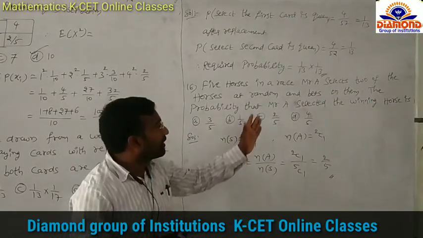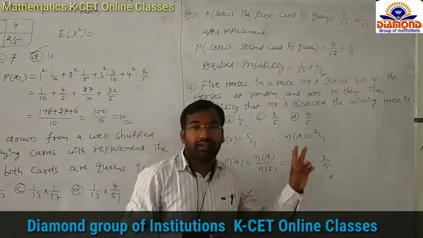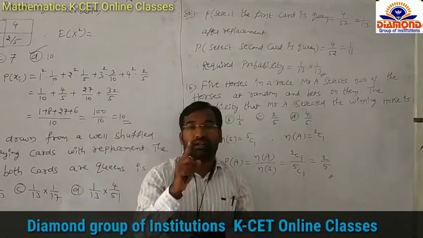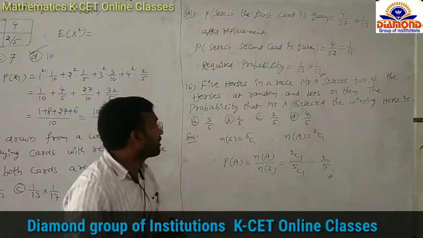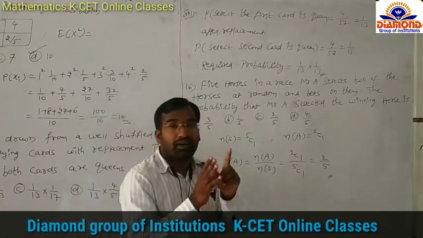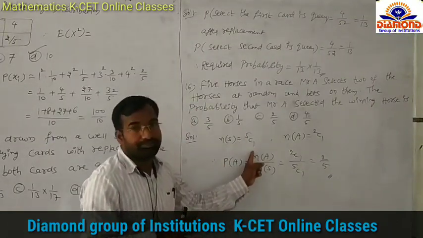So Mr. A, the candidate, selects 2 horses. Out of those 2 horses only one horse is winning the race. So here total N of S equal to what? Out of 5 horses, 1 horse wins the race. So that's why N of S equal to 5C1.